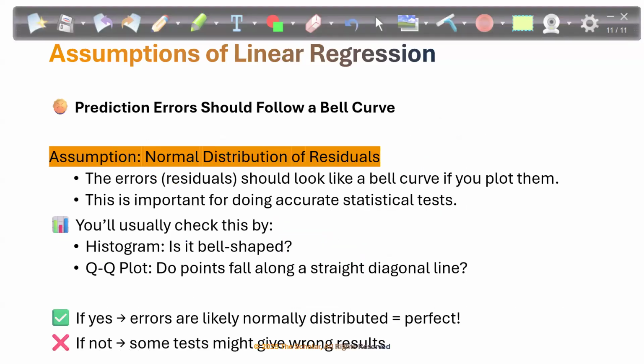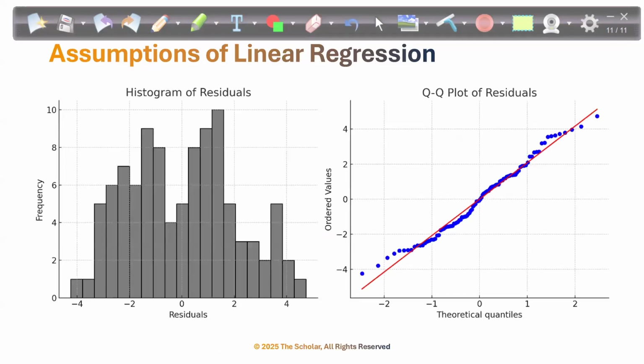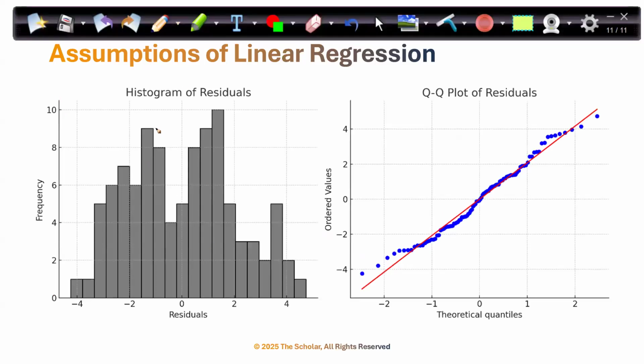Normal distribution of residuals, that is error. The error should look like a bell curve if you plot them. This is important for doing accurate statistical tests. Here you can see that in the left chart, the majority of my errors are around 0 only, and then there are a few errors outside. So if I try to create a curve, it's something like a bell curve. Is this plot making sense? Why am I saying my error should be in a bell curve, all of you?